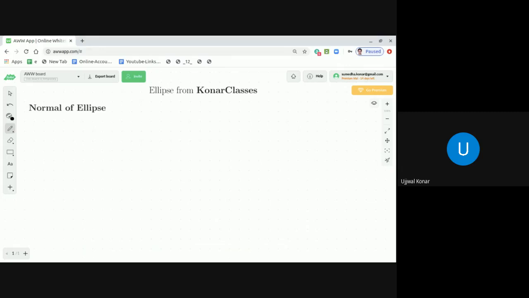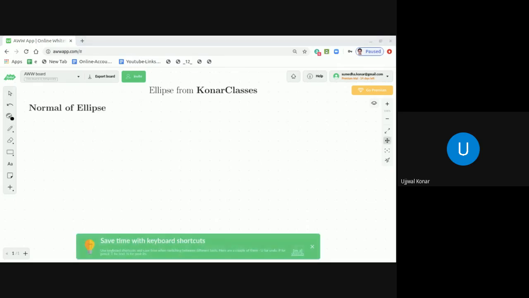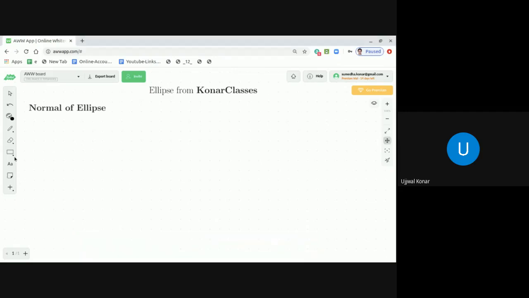So as you know, we have discussed in this coordinate geometry discussion series what is normal. For any curve, for example, we can take the curve as an ellipse here. What is meant by a normal of an ellipse? Suppose this is an ellipse, and in that ellipse we take an arbitrary point, suppose P.